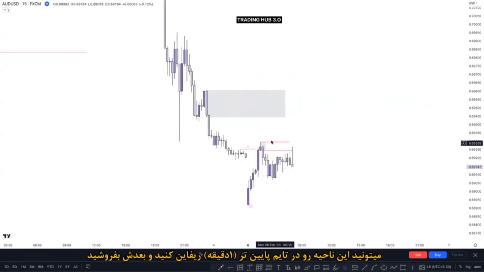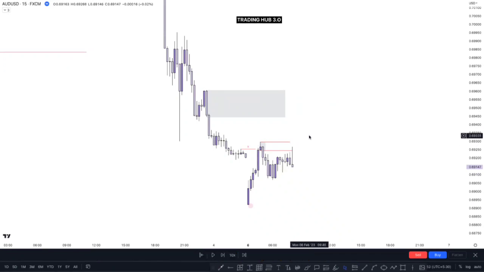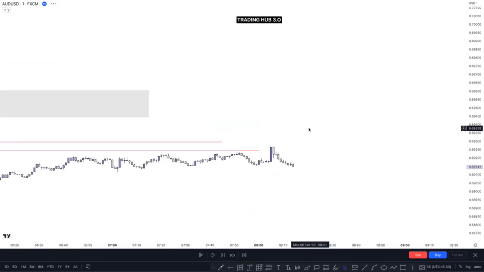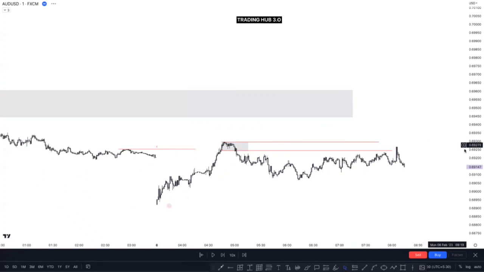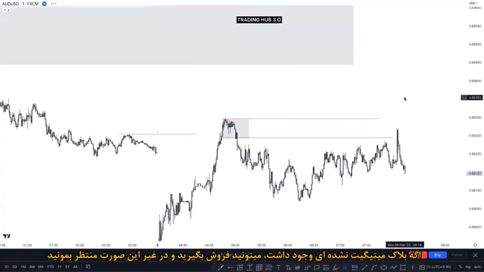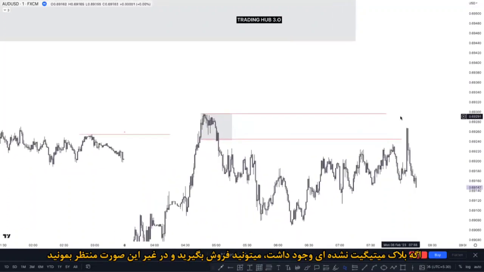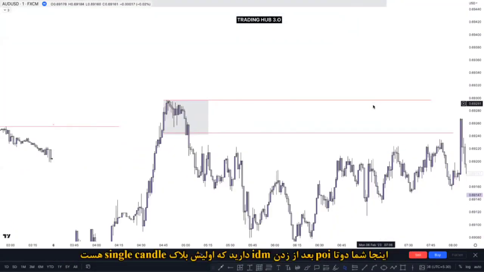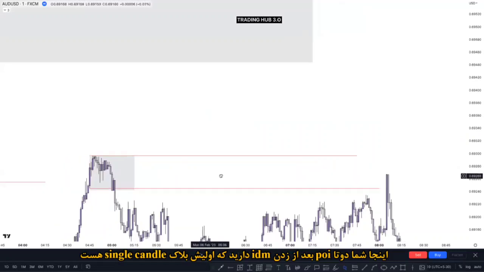Okay, so in this case, you can simply refine your order block here in a 1 minute time frame, and then you can sell here, right? So let's see. If there is any unmitigated order block or anything here, then you can sell here. Otherwise, you have to wait for it, right? Because you have 2 POI here after taking out the inducement.